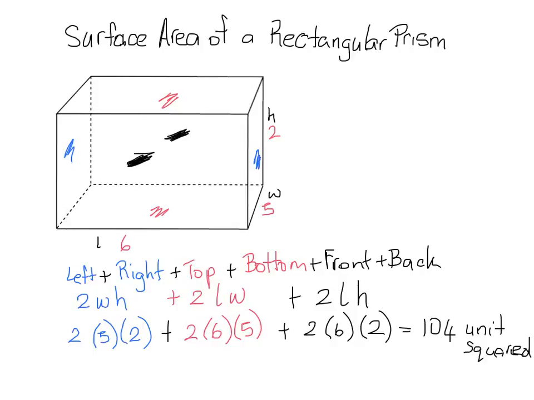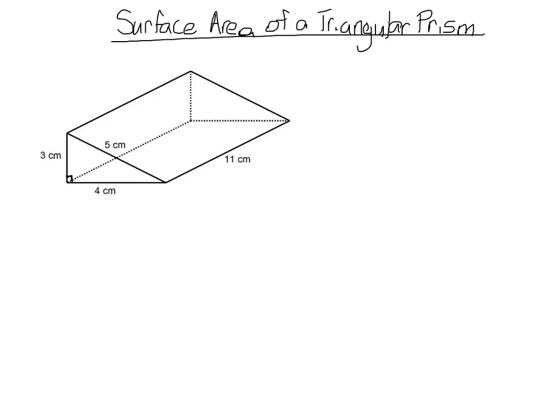Let's move on to another shape. So now we're looking at a triangular prism. And the concept is the same as the concept of the shape we just looked at. Really, you have to just find the area of each shape. So you have to be able to identify each shape. And once you can find the area of each shape, you add them up.